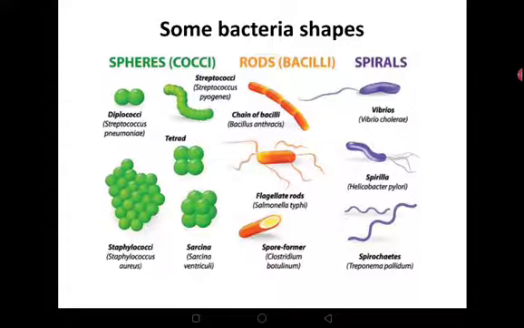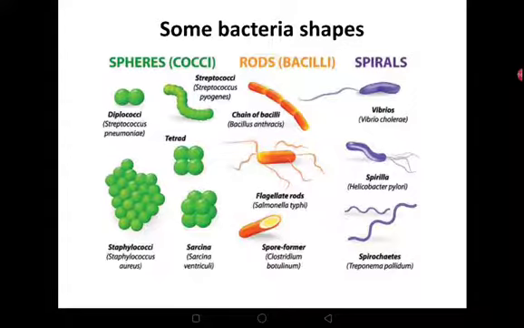Yes. Those ones which are round are called the cocci. And there are many types of cocci. They can be monococci, diplococci, staphylococci, and so on. Then those that are rod-shaped are the bacilli. One is bacillus and many bacilli.